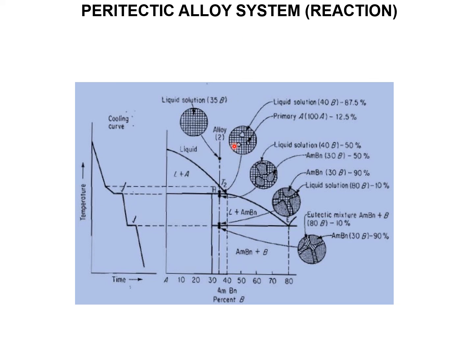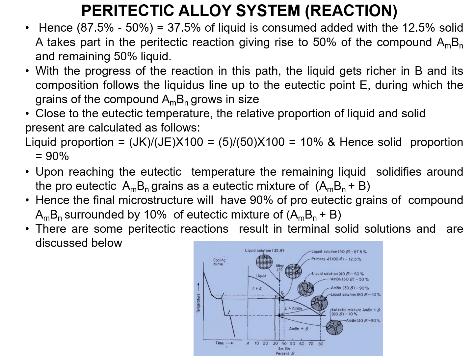So it is the same for another alloy. We see the microstructural differences, how the microstructure changes from liquid to solid. This is for another alloy, alloy 3. Like this we have the various microstructural changes in the peritectic system.